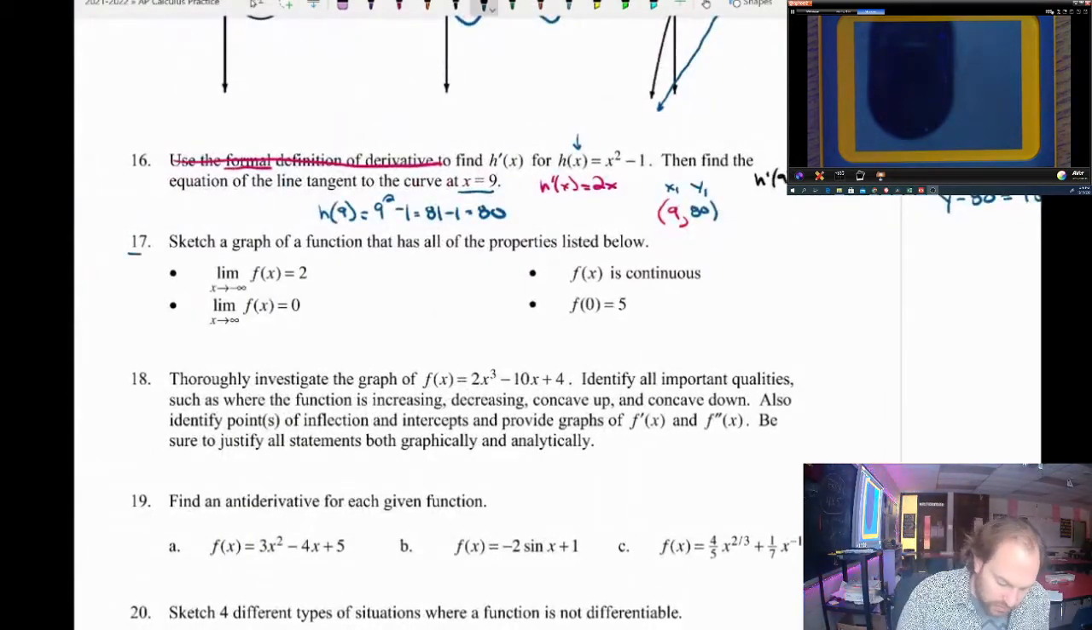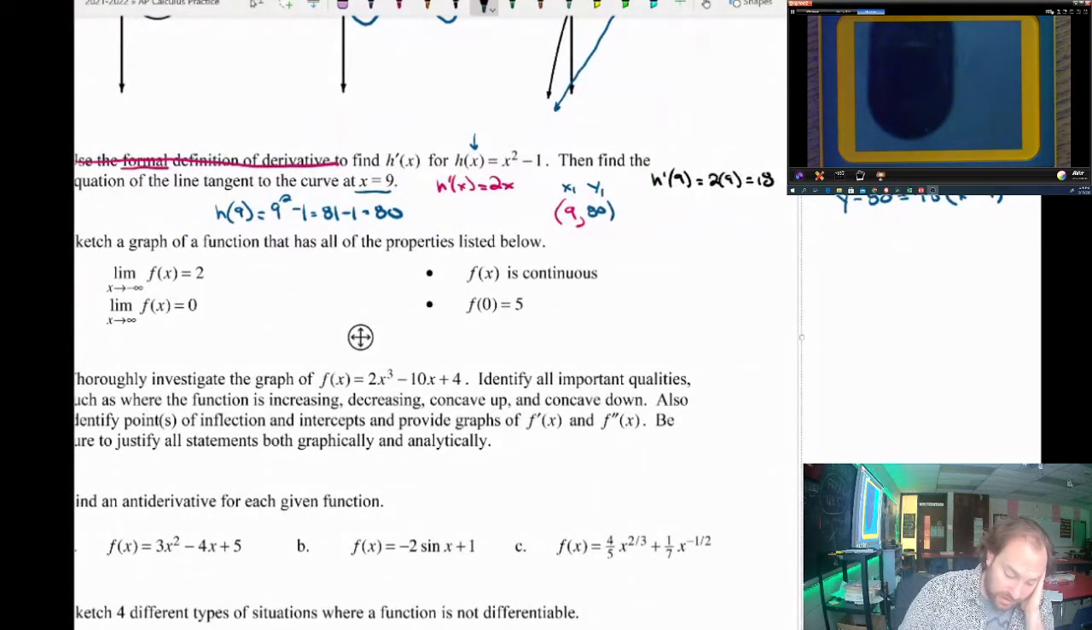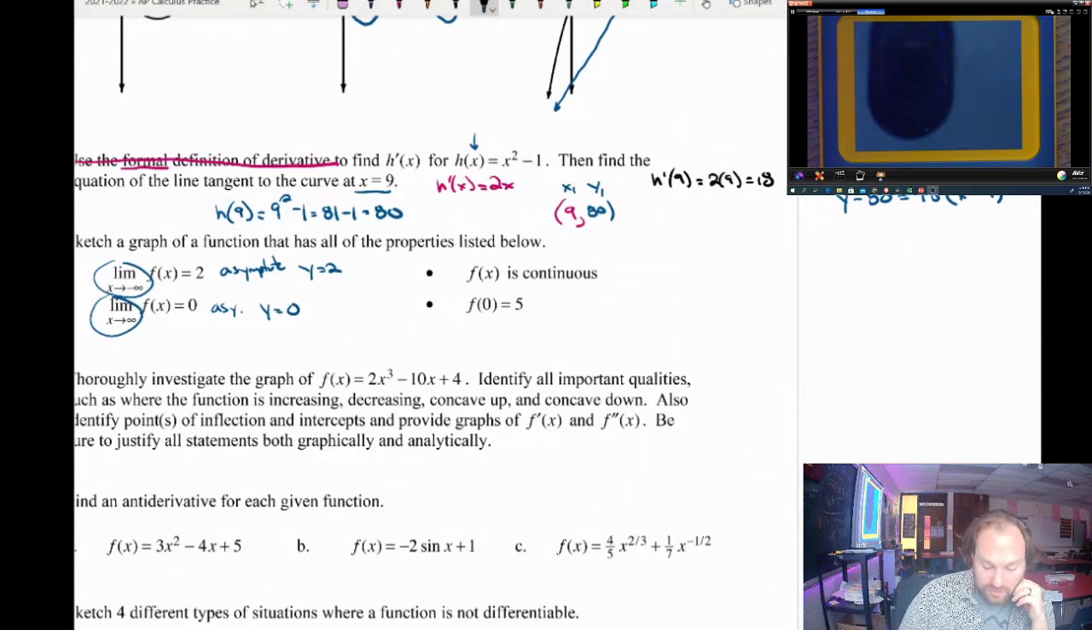17, we got another one of these sketch a graph that has all the properties listed below. So here we go. Let's start by thinking about this. We need an asymptote at y equals 2, at least on the left side of things. On the right side, we need an asymptote at y equals 0, because that's positive infinity. The graph has to be completely continuous, and it has to contain the point (0, 5). Seems pretty easy enough. Let's make it happen.